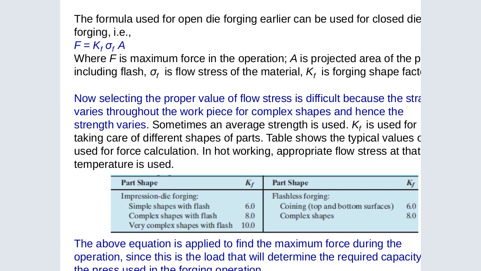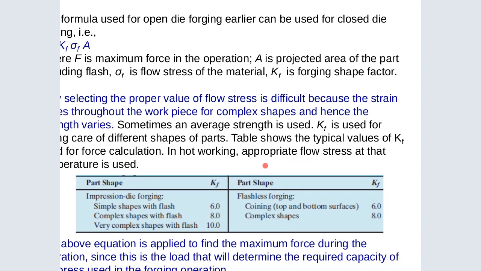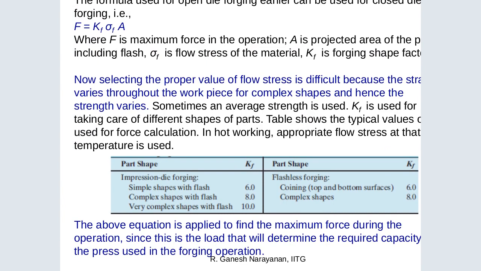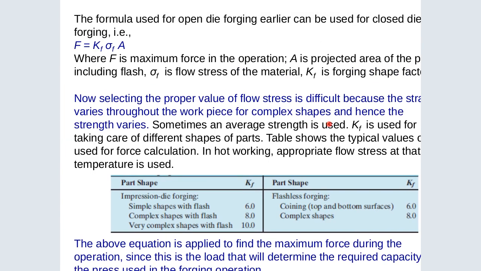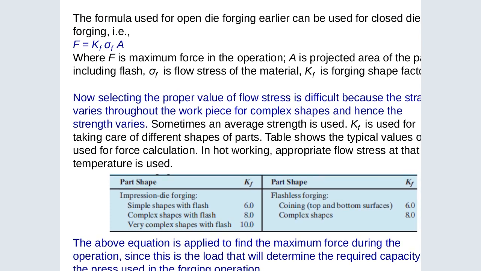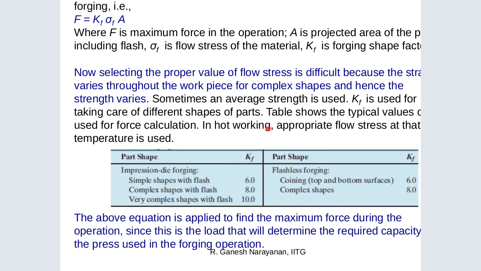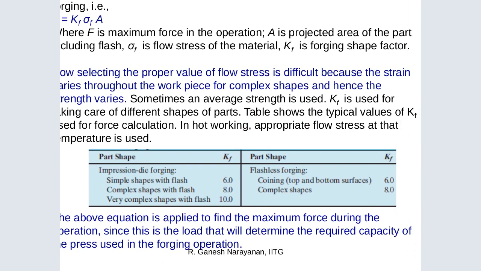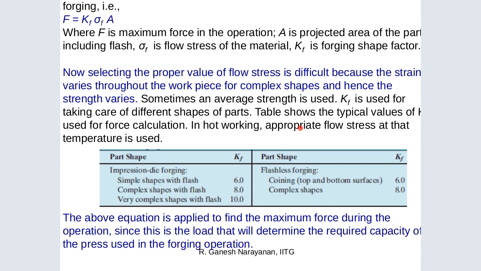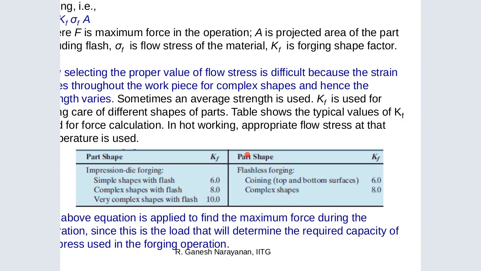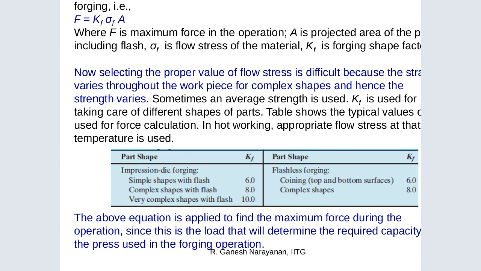The formula used for open die forging earlier can be used for the closed die, which is the formula there, where F is the maximum force in operation, A is the projected area of the part, including the flash, and then σf is the flow stress of the material, and Kf is the force factor. Now, selecting the proper value of the flow stress is difficult because the strain varies throughout the workpiece for complex shapes, and hence the strength varies. So we have a table here that gives the different K factor of the part and shape that are formed of different formations.